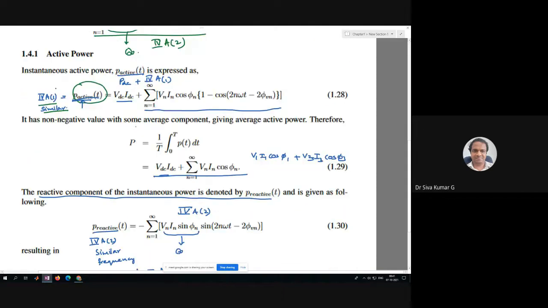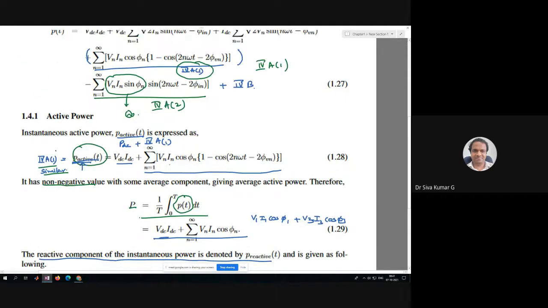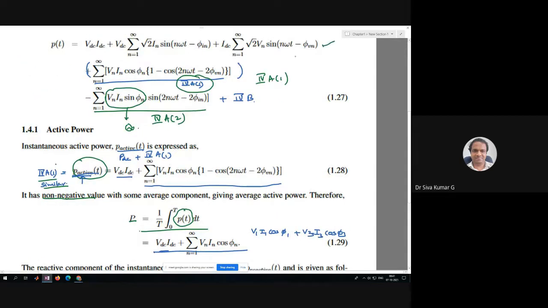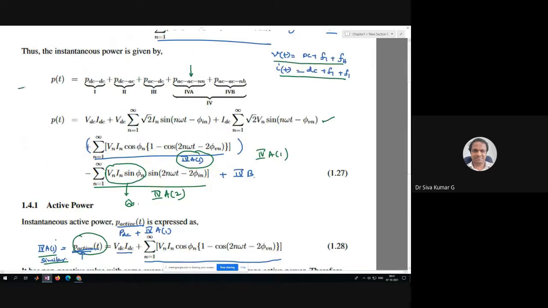We have seen about the real power, which is of a non-negative value, which we can find out with this equation also. This is the instantaneous power of all the terms, that is, p of t is nothing but this particular equation. We take the integral from t1 to t1 plus capital T of p of t dt. This will give the average power.